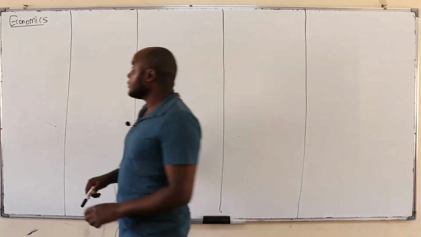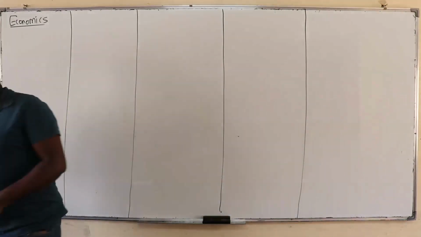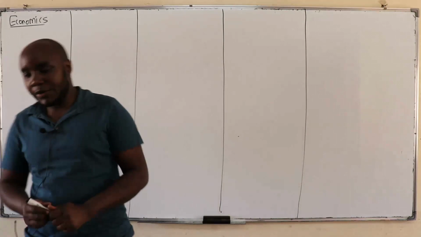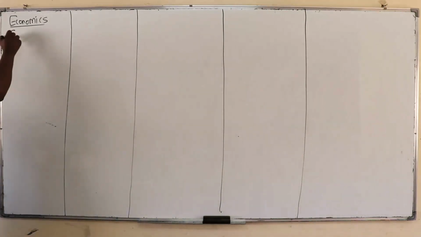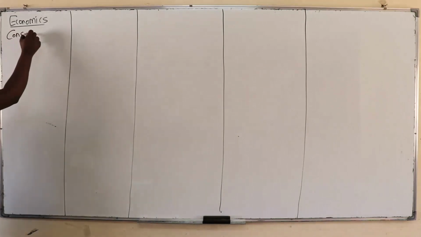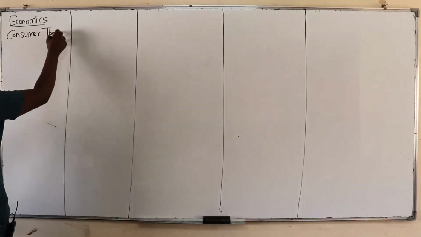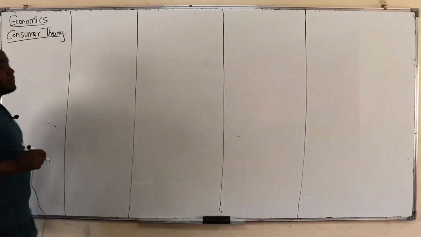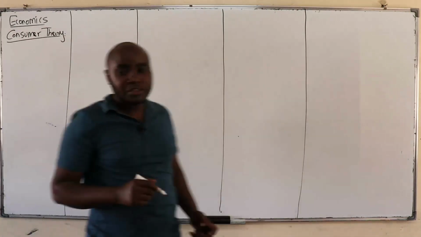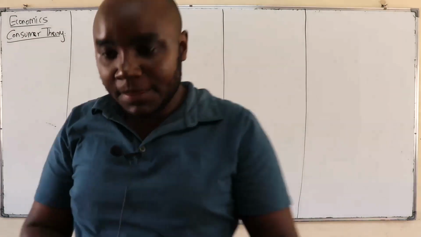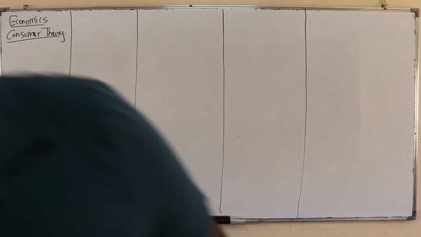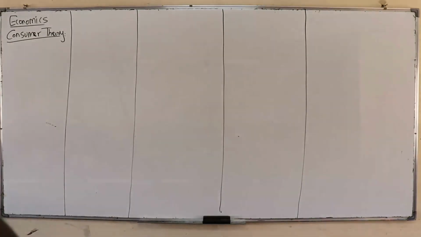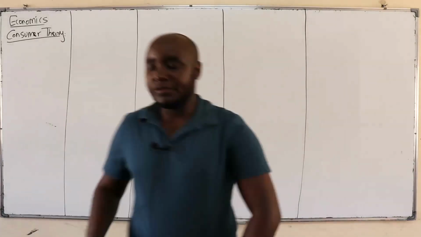My name is Simon. This is an economics class whereby we are proceeding on with consumer theory. This is the third topic in economics. God willing, we shall be finalizing it today. So from next week, we may start our next topic, that is about the theory of the firm, and we finalize it.